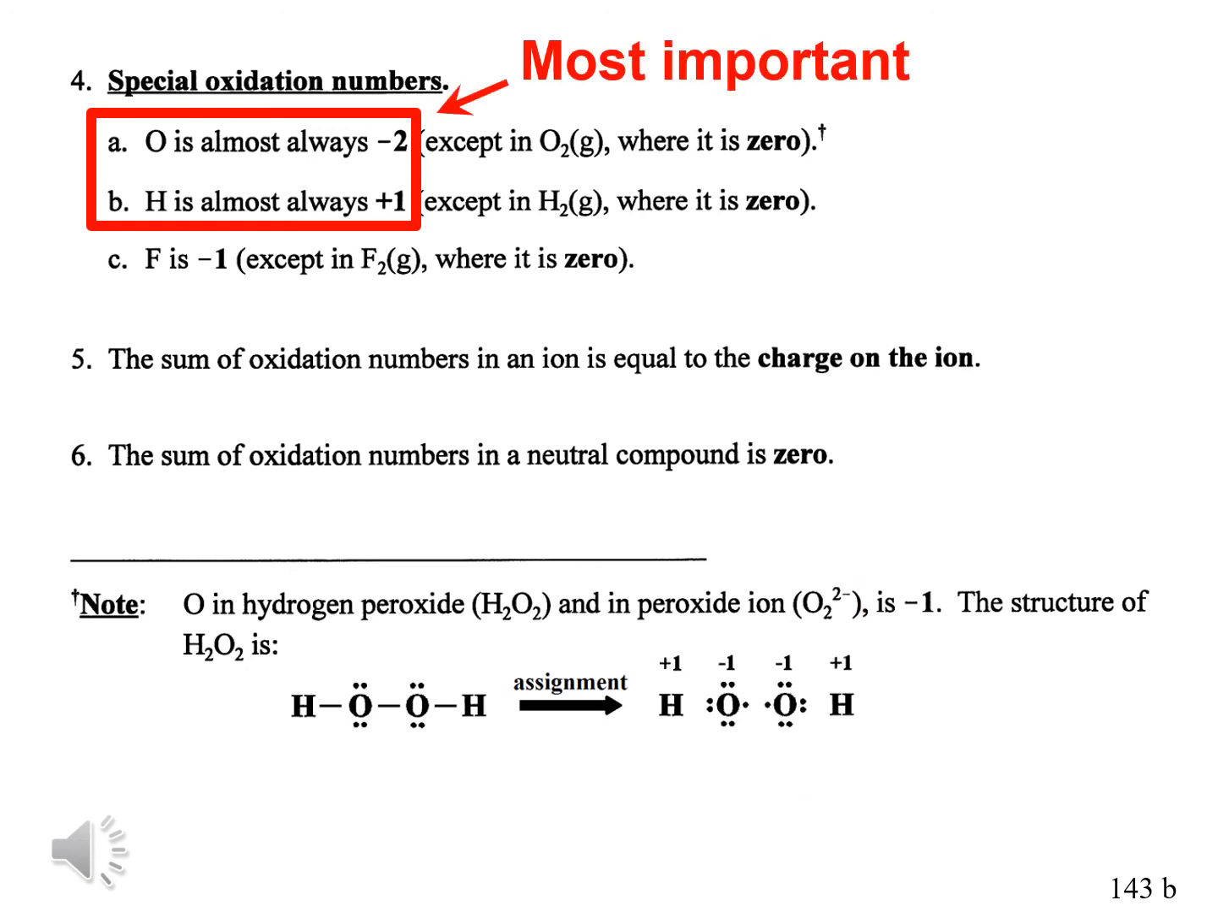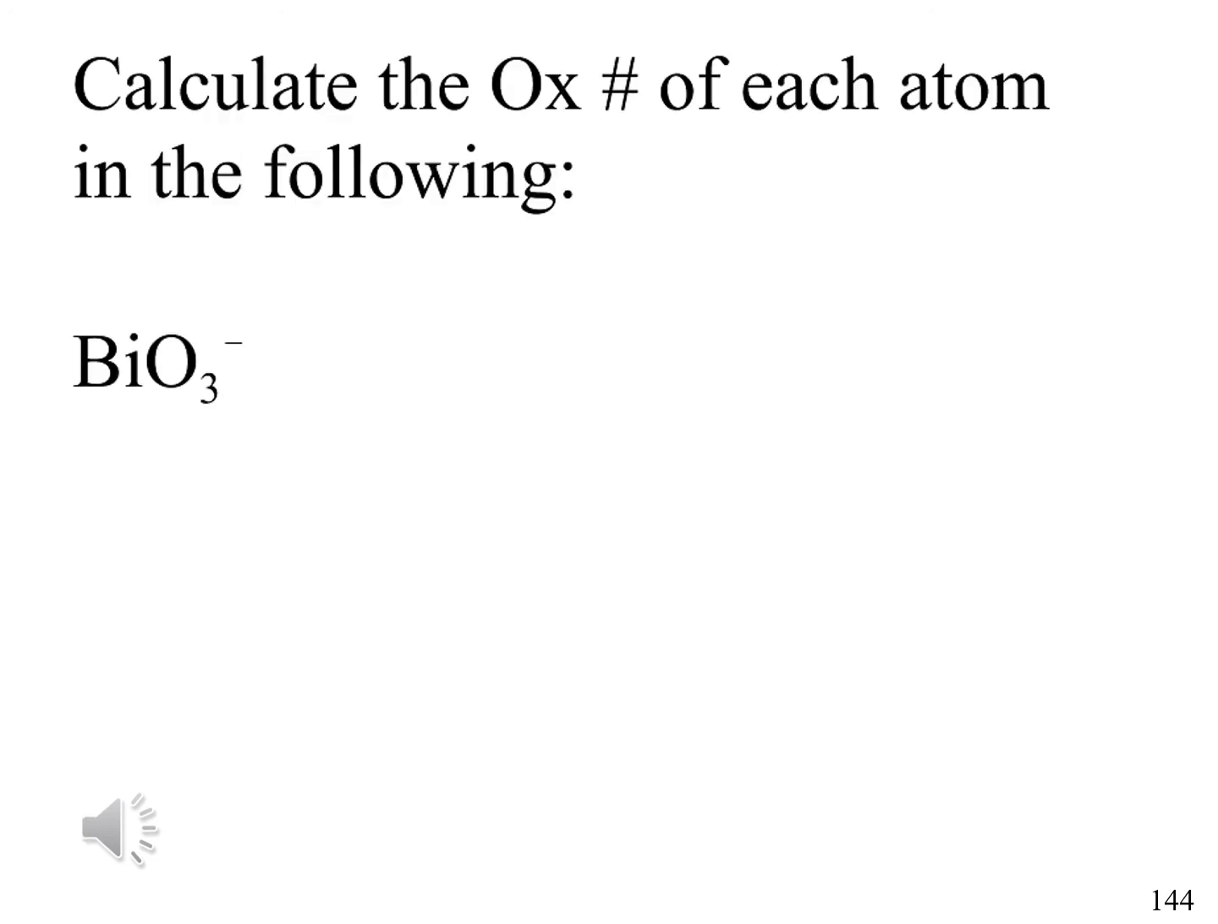Because these two in the box are the most important, though, when you're calculating an oxidation number, as I'm going to show you in the next few examples, you do it by starting by putting a -2 above all the oxygens, a +1 above all the hydrogens, and everything else is a variable. Let's say I wanted you to calculate the oxidation numbers in BiO3-. In order to do this, you're going to start by doing what we just said. You're going to put a -2 above the oxygen. There are no hydrogens to put a +1 on top of.